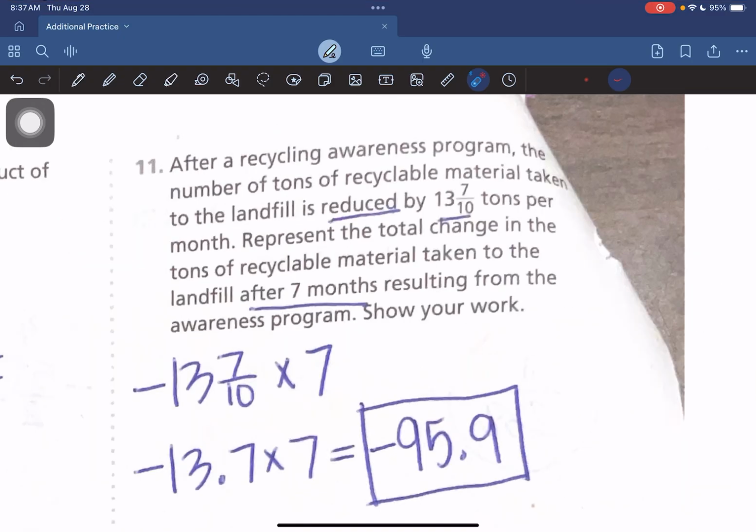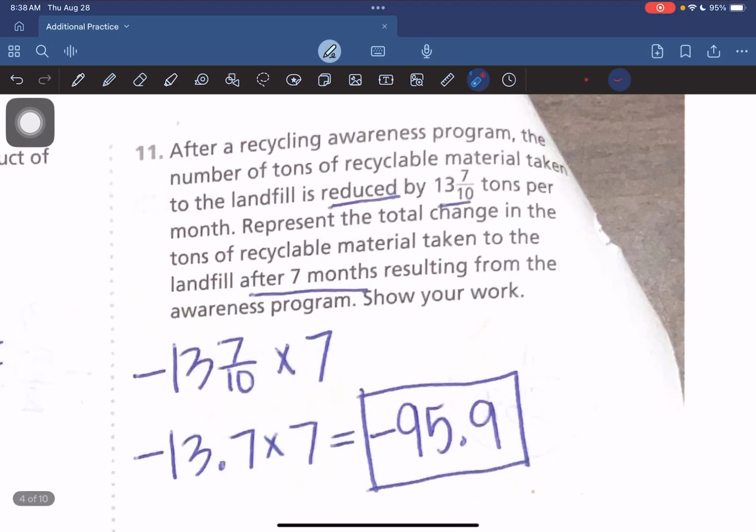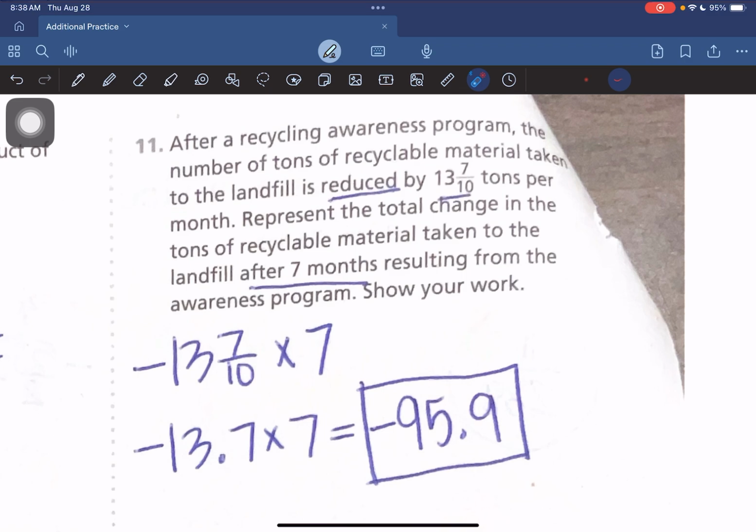11. After a recycling awareness program, the number of tons of recyclable material taken to the landfill is reduced. That means they got rid of that by 13 7/10 tons per month. Represent the total change in the tons of recyclable material taken to the landfill after 7 months resulting from the awareness program, and of course, show your work. So here we have that negative 13 7/10 because remember the problem says that it has been reduced and it is happening for a grand total of 7 months, and we know that that happens in tons per month, so we don't have to convert anything.